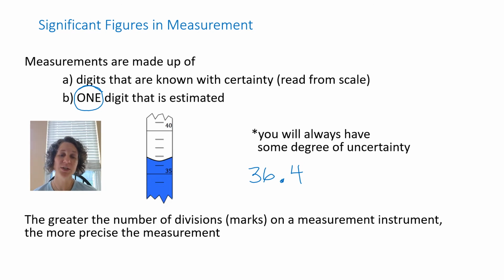The one thing you can't do is put 36.47 or 36.59 or whatever it is. You can only put 1 estimated digit. All right. So just kind of be aware on the test that we take over this. You'll have to measure something and you'll have to do it correctly.